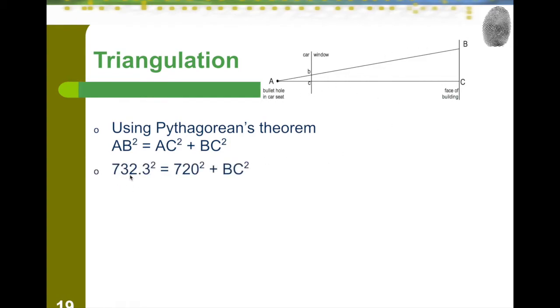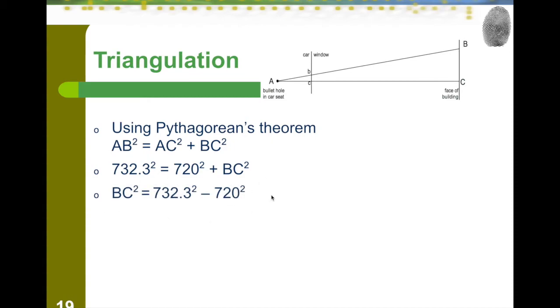So it's 732.3 squared, which is what we determined on the last slide, is what AB is squared. Equals 720 squared, which again is this one. That's 60 feet, we know. So that's where that A, big C squared number comes from. Plus BC squared, which is again what we're trying to figure out. How high up was this shooter? Were they on the 3rd floor? Were they on the 10th floor? That's what we're trying to figure out.